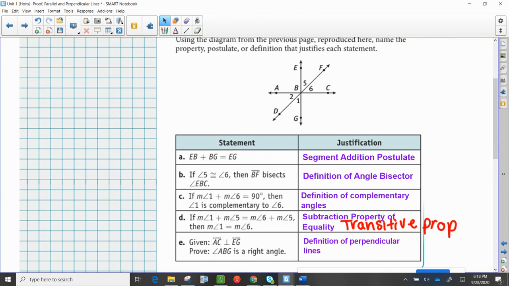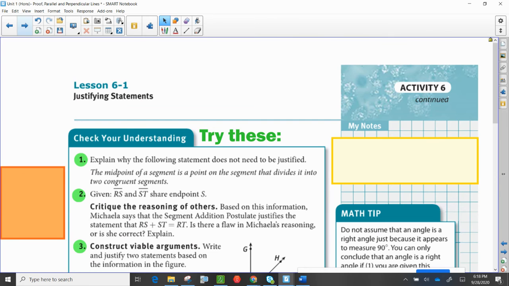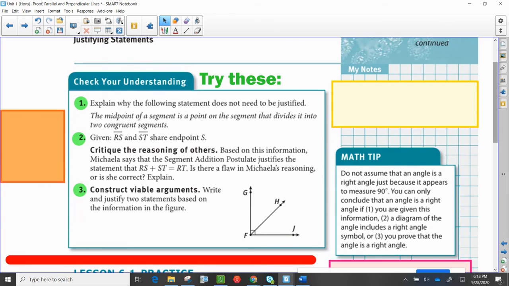All right, so let's do a couple more problems on the next page just to kind of solidify this lesson. Let's look at number 1. Number 1 says, explain why the following statement does not need to be justified. It says the midpoint of a segment is a point on the segment that divides it into two congruent segments. So why do we not need to justify that? Take a second and kind of think about that.